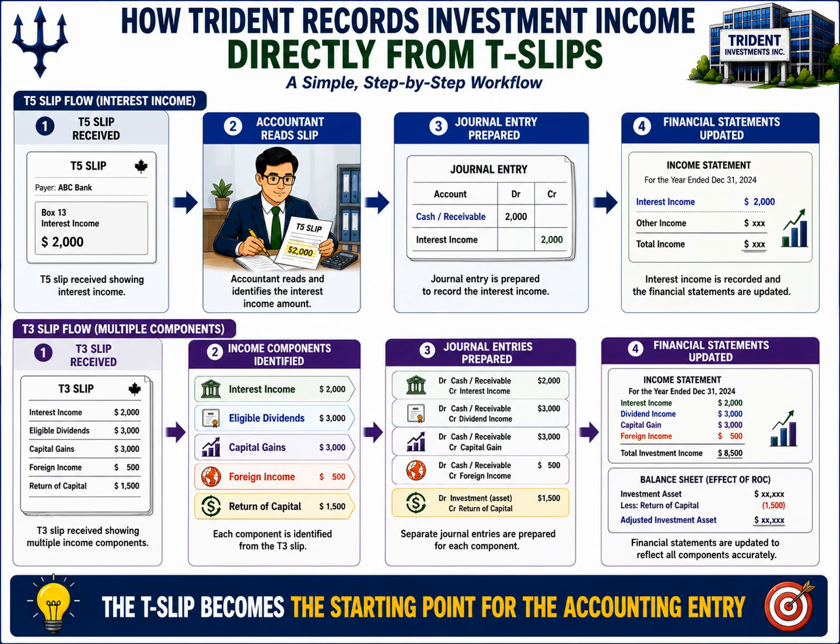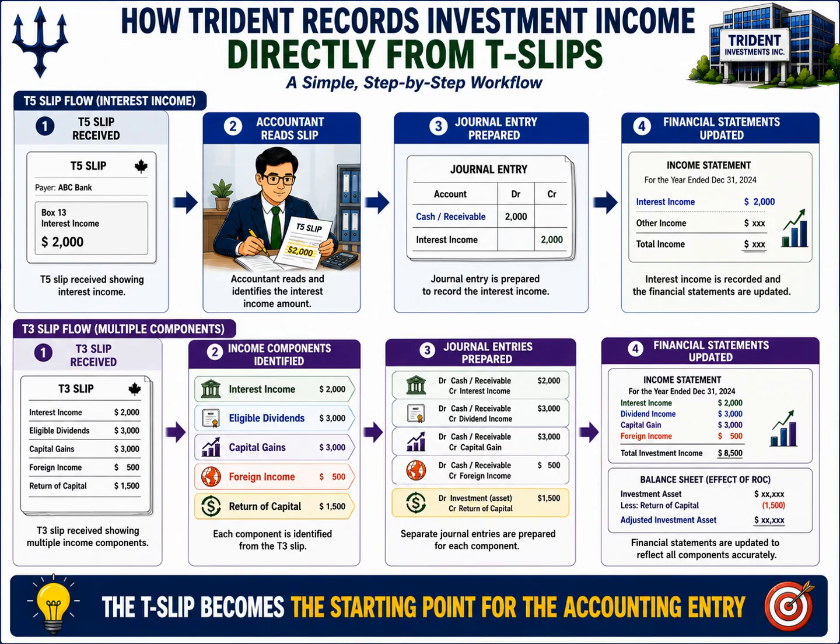Let's begin with the T5 slip workflow shown at the top of the slide. A T5 slip is typically issued for investment income, such as interest earned from GICs, savings accounts, bonds, or similar investments. The process starts when Trident receives the T5 slip. The accountant reviews the slip and identifies the amount of interest income reported. Once the amount has been verified, a journal entry is prepared.